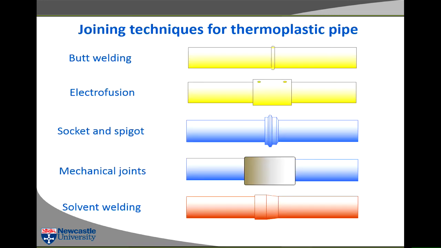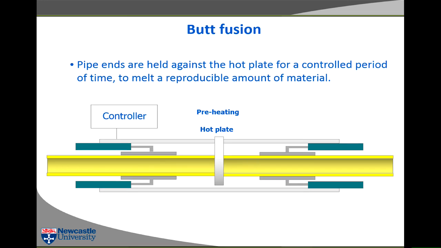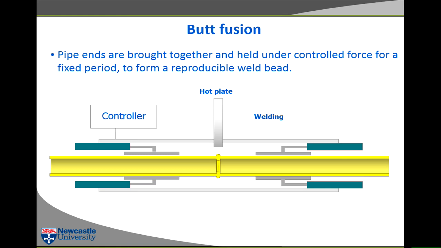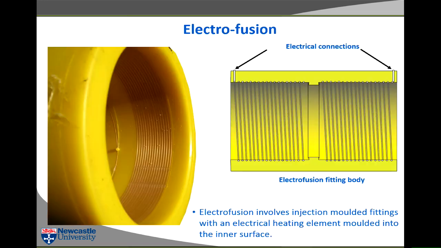So, just once again, I like doing this. Took ages making these. Right, so there's the machine pushed up against the hot plate. Hot plate removed, pipes butted up against one another, and there's your welded joint. Completely without human interference, so all controlled by the box which controls the machine. So that's butt fusion. I mentioned electrofusion.